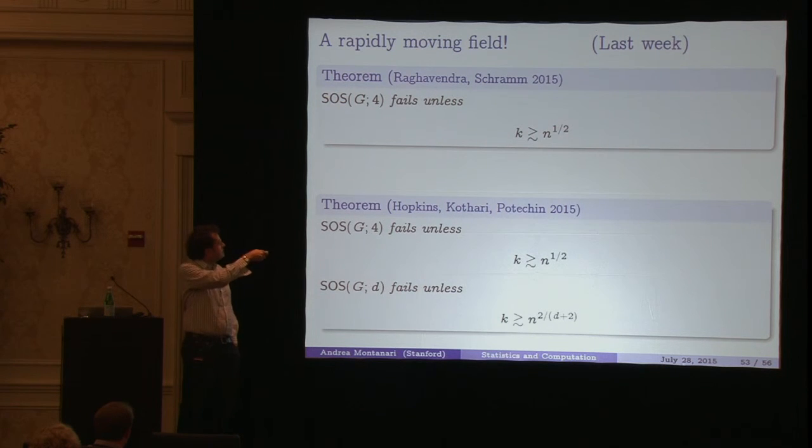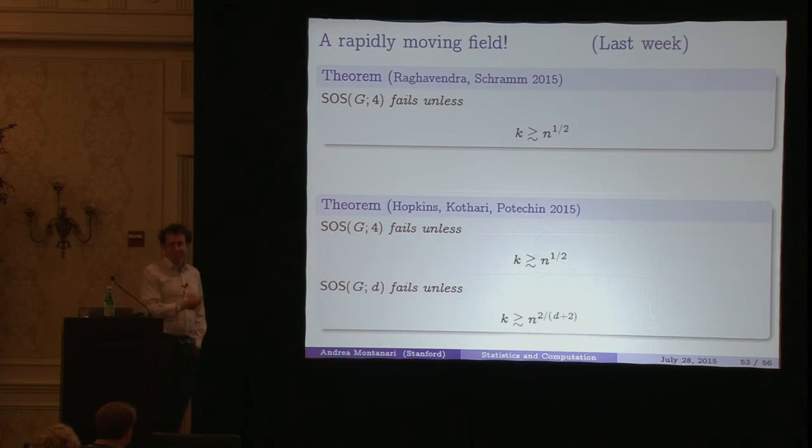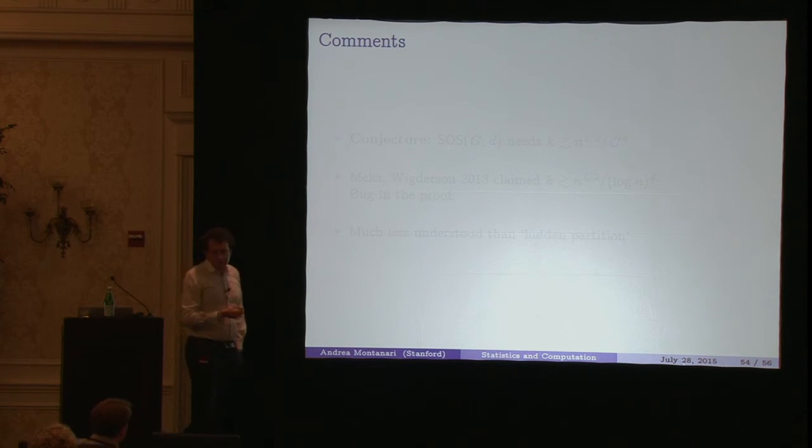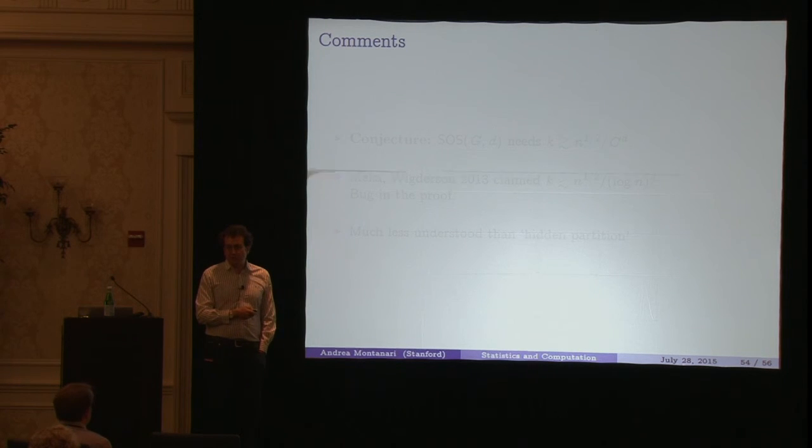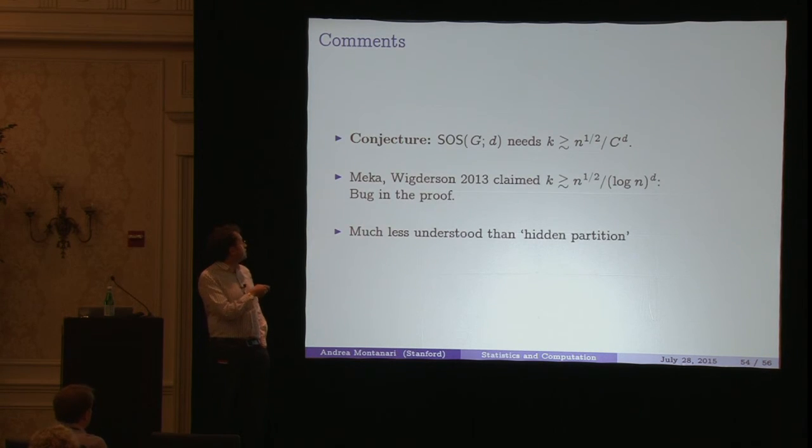At least this proof, I didn't see the details, but this proof uses a lot of our technical analysis. We got exhausted with it, but they pushed it forward. I mean, there is an additional idea here that is important. Okay, of course, this doesn't finish the story even on the analysis of SOS for the hidden clique. The conjecture is that SOS_d needs k bigger than n^{1/d} divided by a constant to the d.